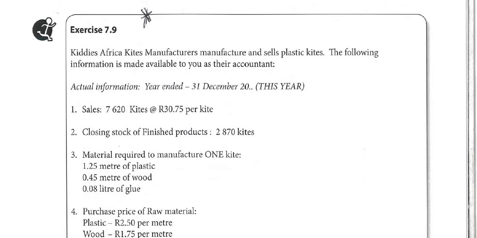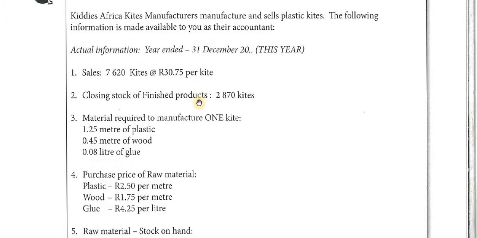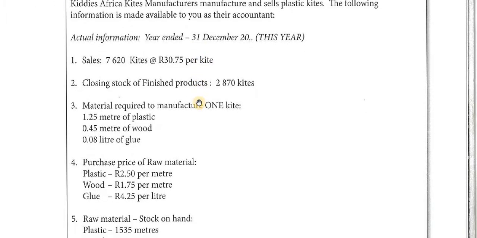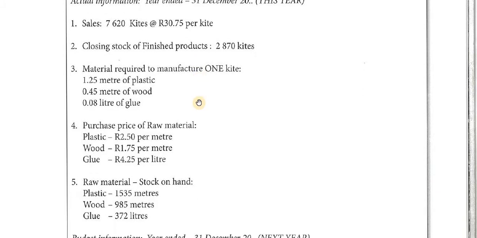All right, let's have a read and see what we have and what we need to do. Kiddies Africa Kites manufactures and sells plastic kites. The following information is made available to you as their accountant. So you're given actual information for last year, and that is sales, closing stock, materials required to manufacture one kite, and so forth. Let's go through the information.